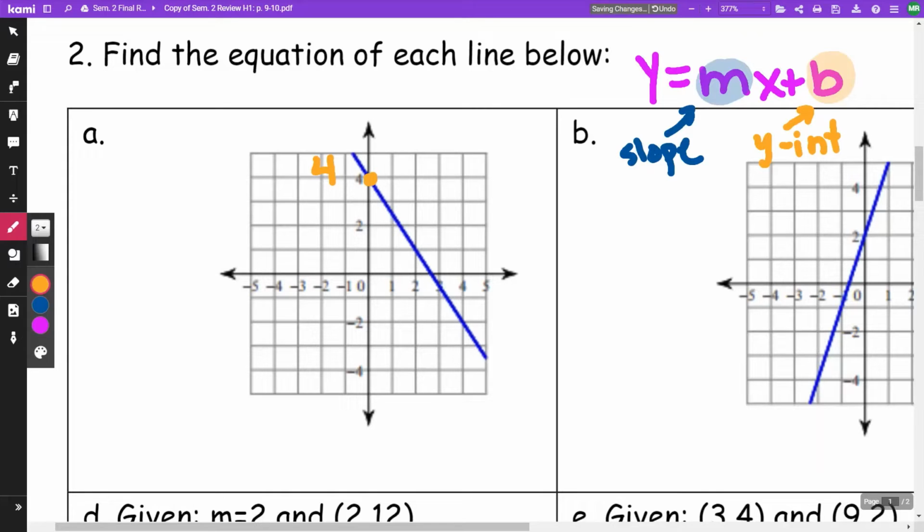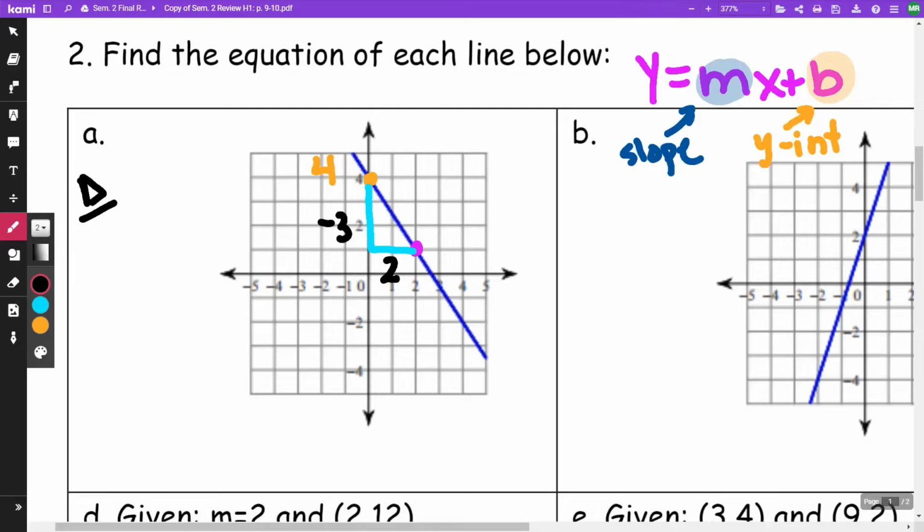Then I want to find my slope. So I want to find another point here that's going to be nice. This one here looks nice. And I want to see how am I moving from here to here. Now notice this is a negative line, a decreasing line, so it's going to be a negative slope. I'm going to put my negative here, but you don't have to. I'm going to go down 1, 2, 3. So I'm going to consider that a -3 over 2.